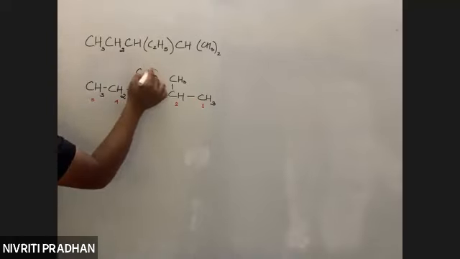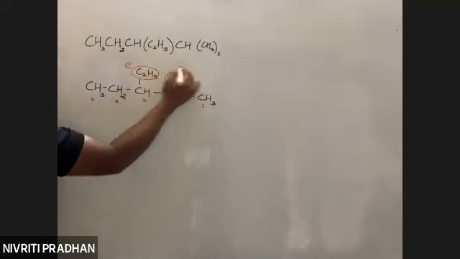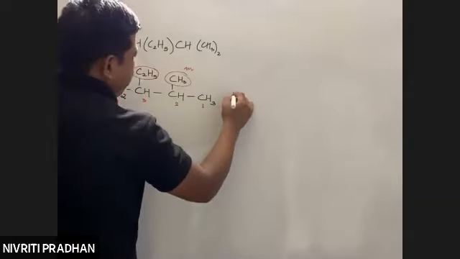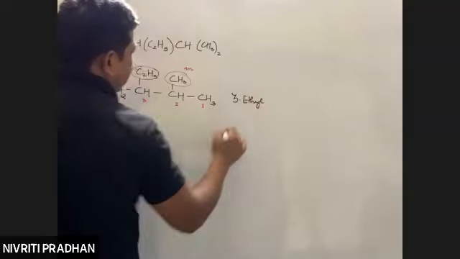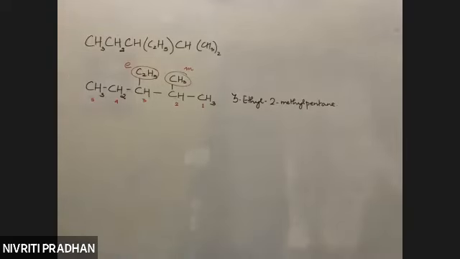However, what will you name first? Ethyl or methyl? Ethyl, because it comes first in the alphabetical order. So what is the IUPAC name? 3 ethyl 2 methyl pentane. Okay, fine.